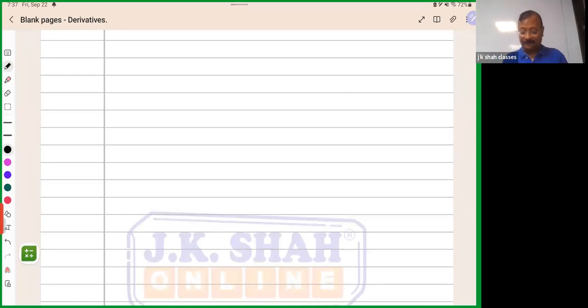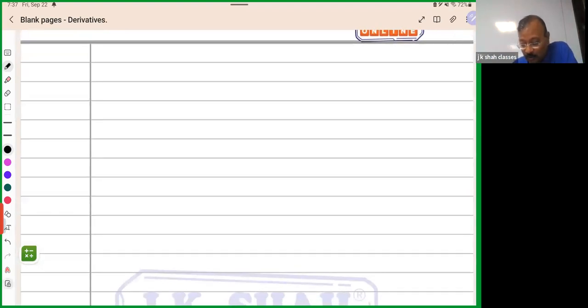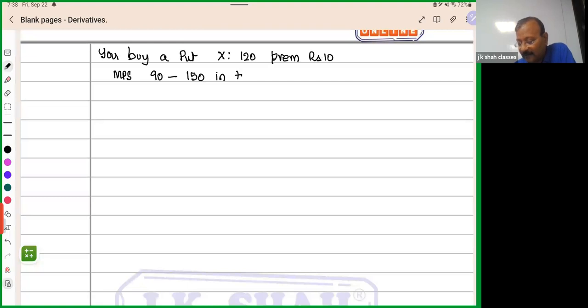Let's say you buy a put with strike price 120, premium rupees 10, right? And let's prepare a payoff for market price ranging from 90 to 150 in ticks of 10.